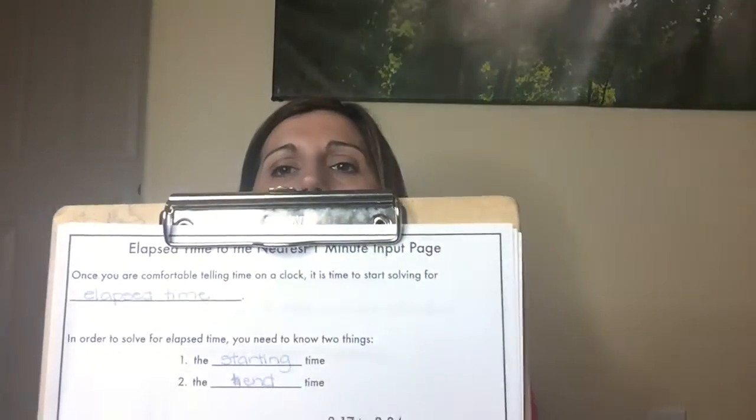Okay, once you are comfortable telling time on a clock, it is time to start solving for elapsed time. Same answer as yesterday, and it's written at the top of your page if you need help spelling it. Okay, in order to solve for elapsed time, you need to know two things. Same two things, starting time, ending time. Okay, that's what your page should look like so far.